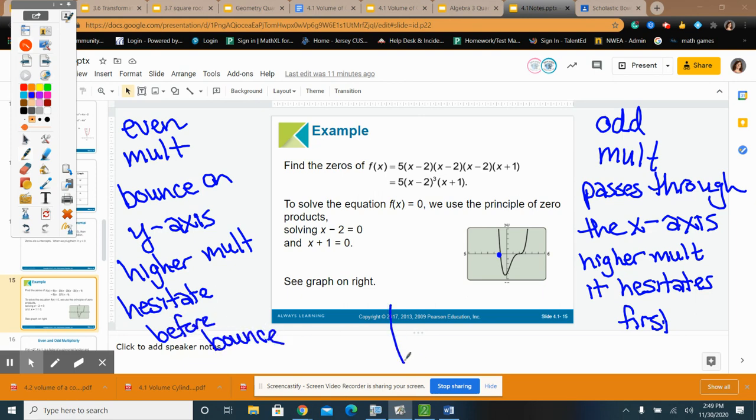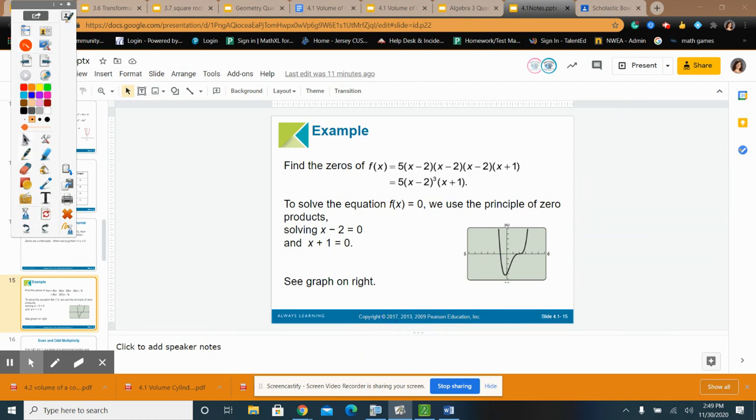Like maybe it would look something like, instead of a straight bounce like this, maybe it would look like it's hesitating, and then it almost looks like it's a little flat at the bottom. Okay, so let's do some more practice.